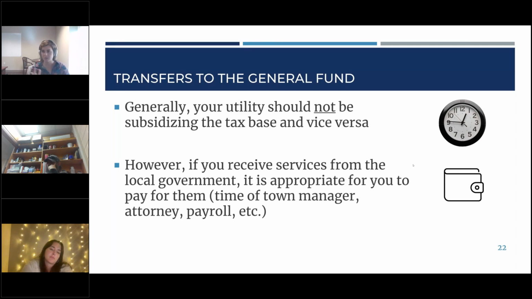But what we do know is that oftentimes across local governments, staff time is shared, right? So the public works director, for example, might do something stormwater related that falls within the general fund and might also do water wastewater work. And so it is appropriate in those circumstances to bill for time accordingly across the general fund and that enterprise fund, but that's very different than a transfer because that's actually reflective of their time.